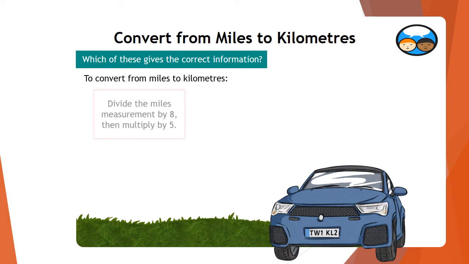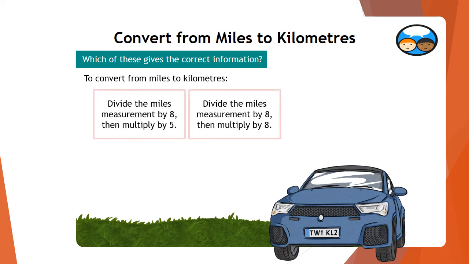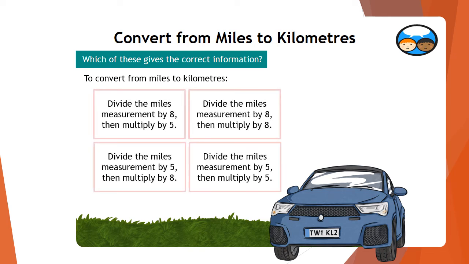Which of these gives the correct information? If I wanted to convert from miles to kilometres, which one would I need to do? Would I divide the miles measurement by 8 and then multiply by 5? Would I divide the miles measurement by 8 then multiply by 8? Would I divide the miles measurement by 5 then multiply by 8? Would I divide the miles measurement by 5 then multiply by 5? Which one is correct?